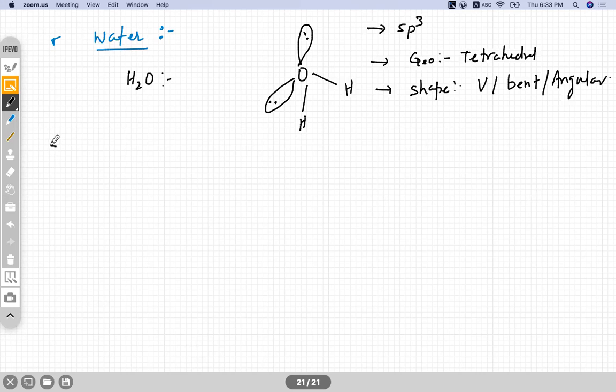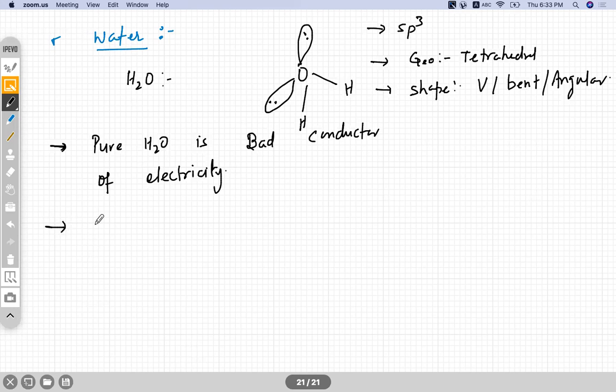So its properties are, first of all, pure water, write down, pure H2O is a bad conductor of electricity. Colorless, tasteless, and odorless.